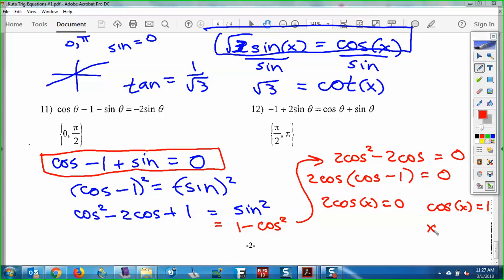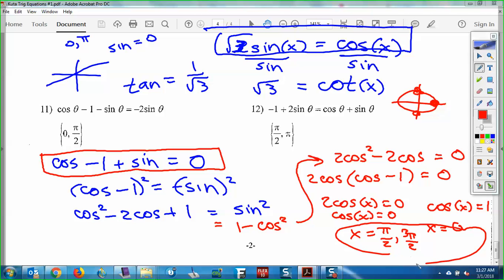So where does cosine x equal 1? That'd be at 0. And divide by 2, I get cosine x equals 0. Where does cosine equal 0? Pi halves and 3 pi halves. Now we should test those. So see how there's 3 answers here? Okay. So let's try pi halves.